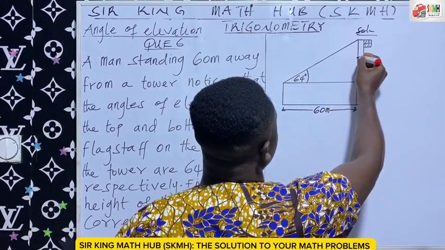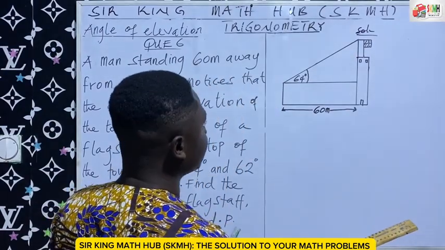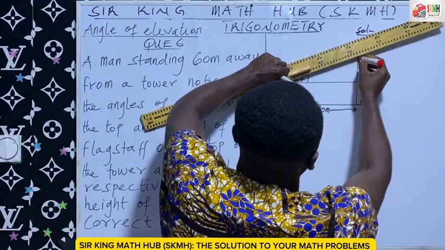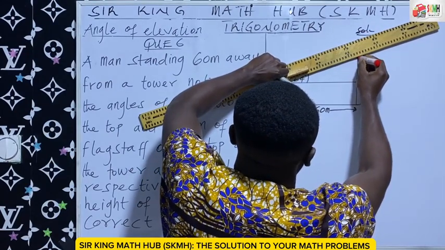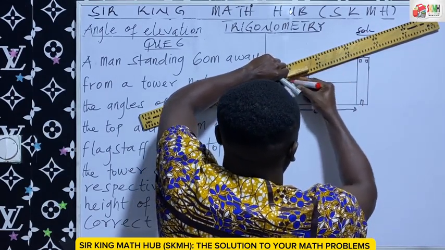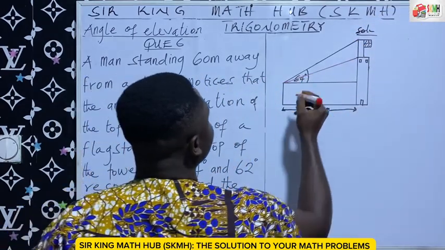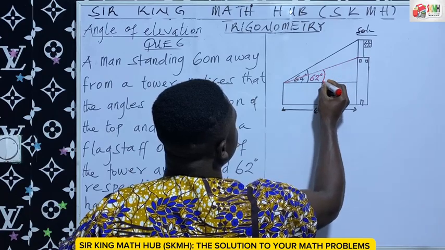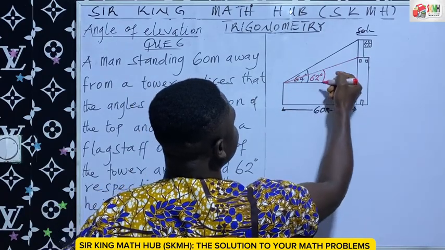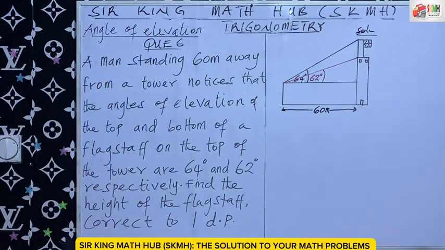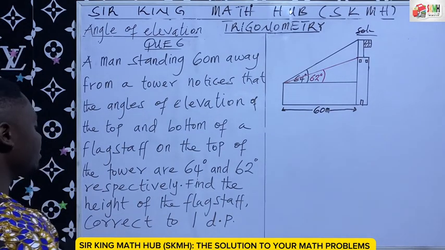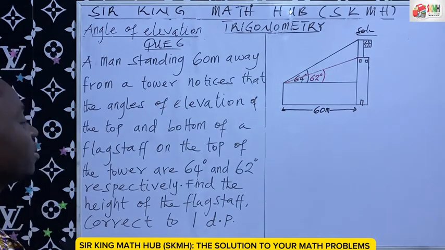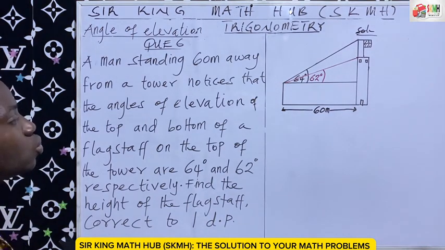So this is the bottom of the flagstaff. So let's measure the angle of elevation. The angle of elevation was 62 degrees. So this angle here, 62 degrees. So what are we supposed to do? We are to find the height of the flagstaff and correct our answer to 1 decimal place.